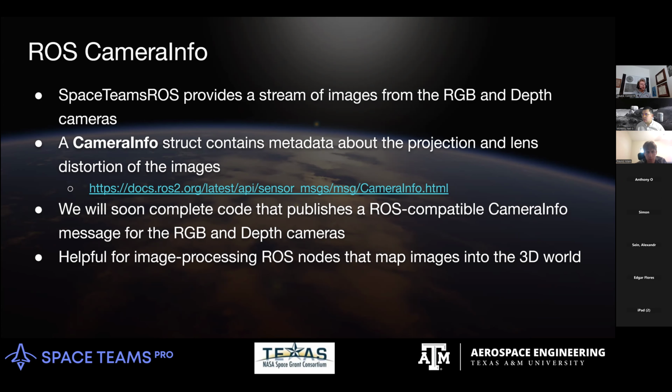The standard for ROS2 seems to be this camera info struct, which is documented in the link there. And what we'll do is we'll have some code that publishes a ROS compatible camera info message and gives you the opportunity to use some of those pre-made ROS packages to have, for example, the depth camera info possibly be made into 3D geometry once you have the camera info as well as the state of the rover relative to local frame.